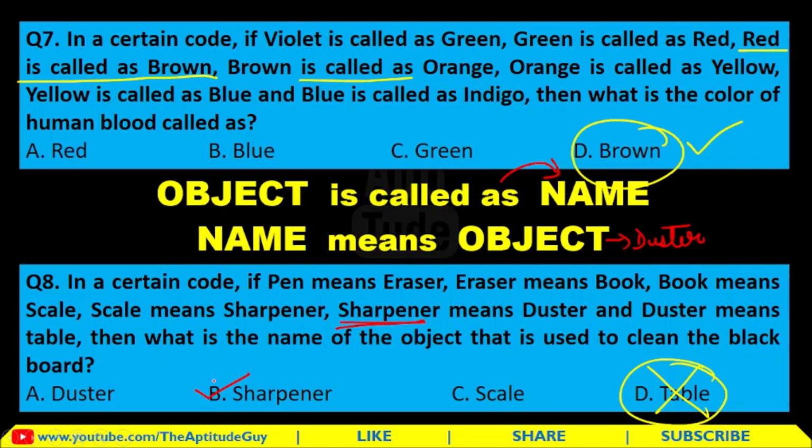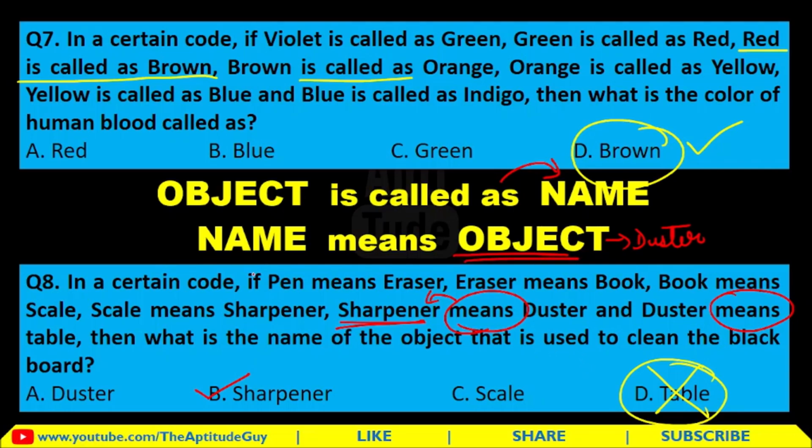That is sharpener. Now, if in the 8th question I replace all the means with is called as, then the answer for this question would be table, because then it would say duster is called as table. Then what is the name of that object? Of course, table. But since they have mentioned means, the first word is the name, not the second word. The second word is the object.